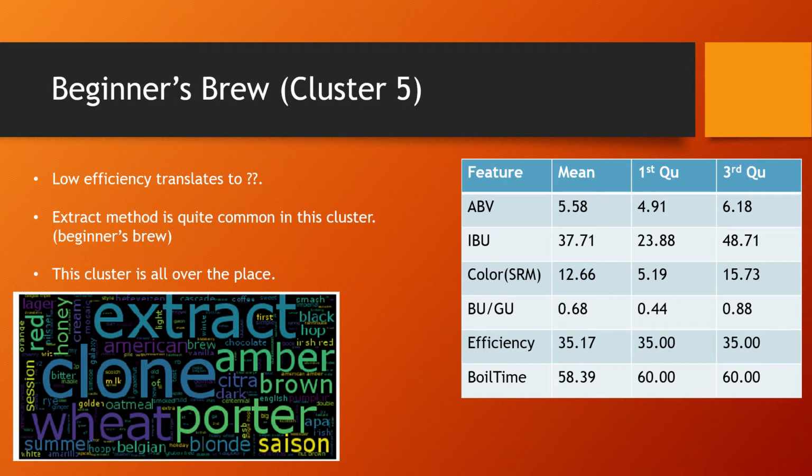Beginner's Brew, cluster number 5. This cluster had low efficiency. When I analyzed it further, I noticed that low efficiency translated to the extract method, which is quite common in this cluster. This cluster is all over the place. When I researched the extract method, it is quite common for beginners to use it. So I call this the beginner's brew, which is probably why this cluster is all over the place.